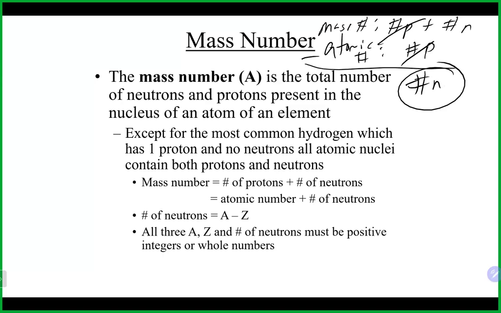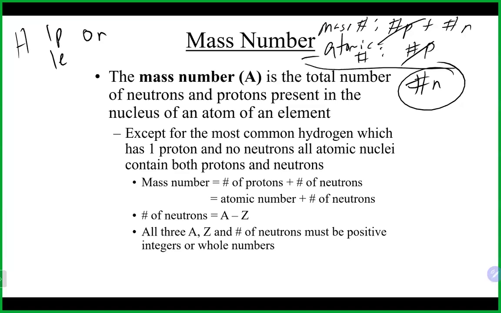Hydrogen has actually only 1 proton and 1 electron, no neutrons. So hydrogen has 1 proton, 1 electron, no neutrons. Yeah? Everybody else will have protons, electrons, and neutrons. So everybody else will have all 3 of those particles present. When you calculate any of those 5 things, the mass number, the atomic number, the number of protons, the number of electrons, the number of neutrons, those all should be positive whole numbers.